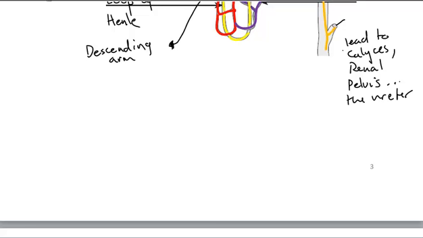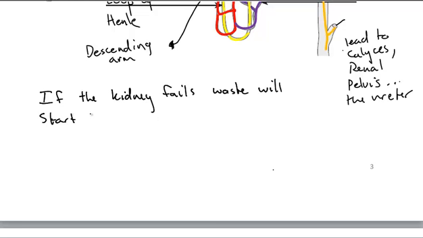Now, just an important point, if the kidney fails, waste will start to accumulate in the blood.